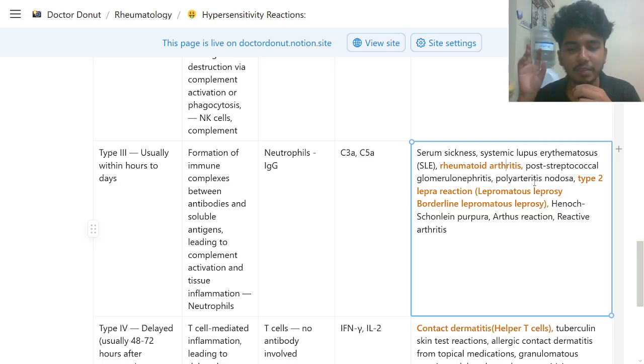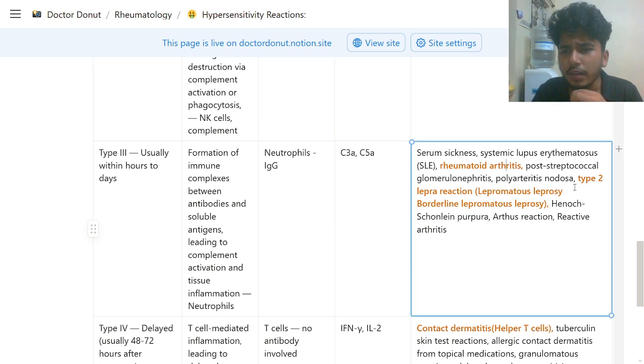By the way, if I get to have time, I'll go over all of these diseases individually. I love rheumatology, this is part of rheumatology. I love it, but we'll see if we have time. I've also got to prepare for my PG thing, and I'm not doing much.